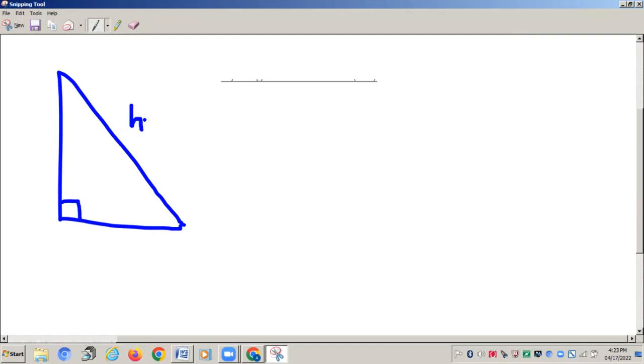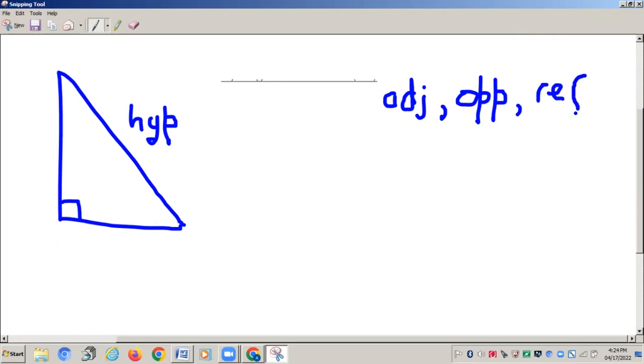Now, in a right angle triangle, apart from the hypotenuse, there's something called the adjacent side. Yes, adjacent side, and you have something called the opposite side. Now, the adjacent side and opposite side are determined in relation to what we call the reference angle. So I'm going to put a reference angle here. Let's call it theta.